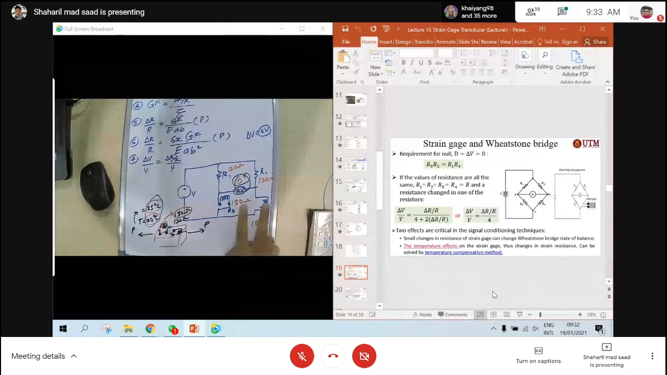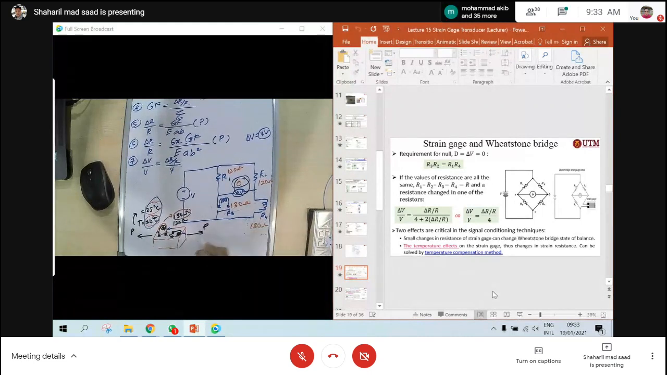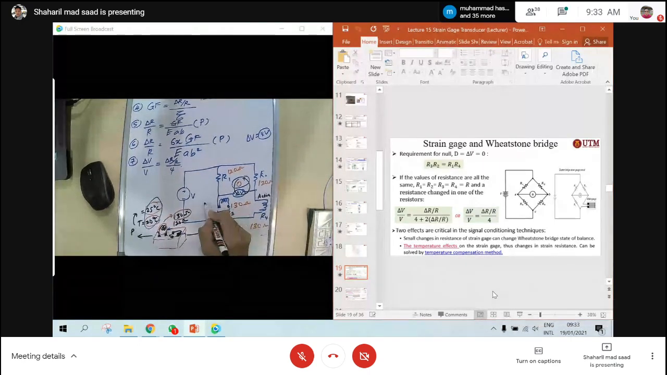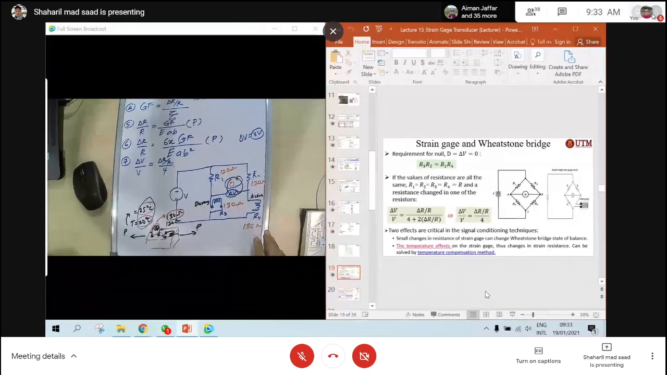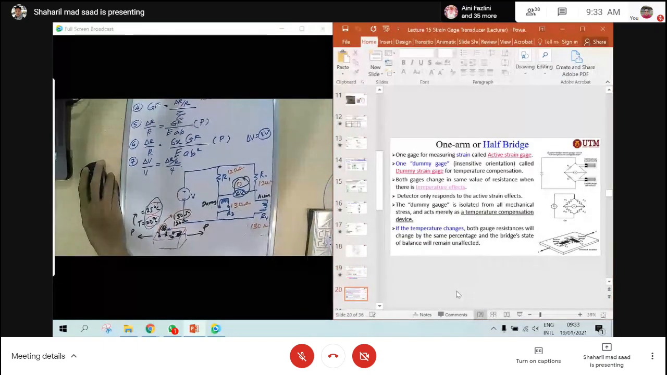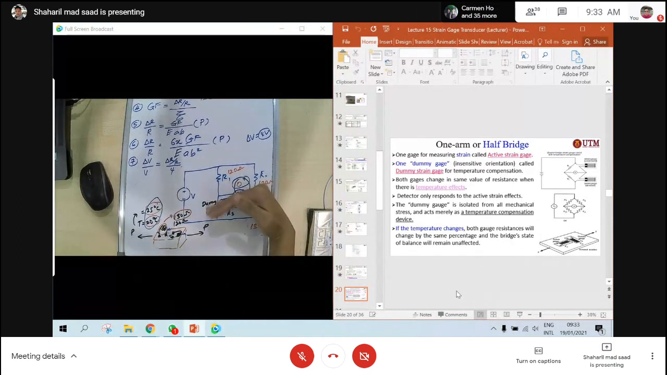So if you look at this one, you only have two strain gauges. If you apply your force like this, this one we call active. This one we call dummy. The dummy strain gauge is used to counter the temperature. This technology is used in weight scales, with the load cell and also the bending load cell. When you have only one active strain gauge, we call this the half bridge.